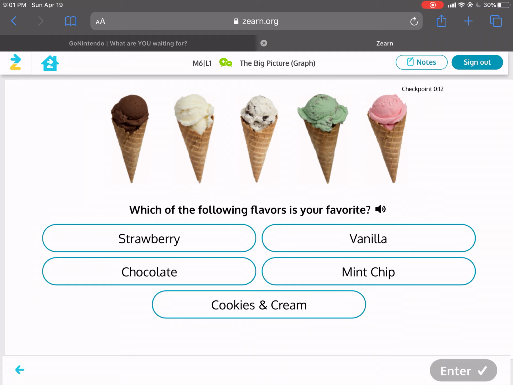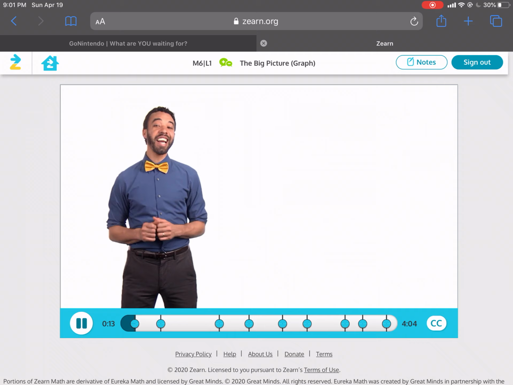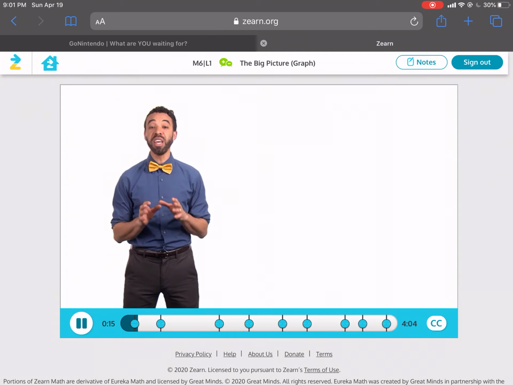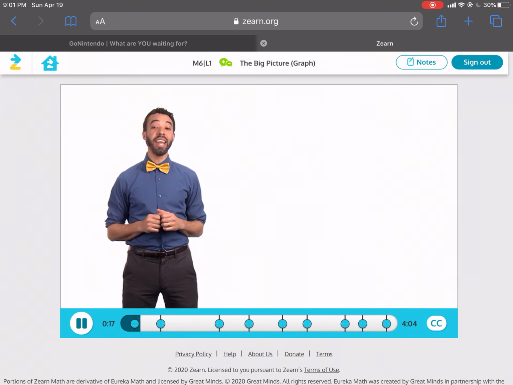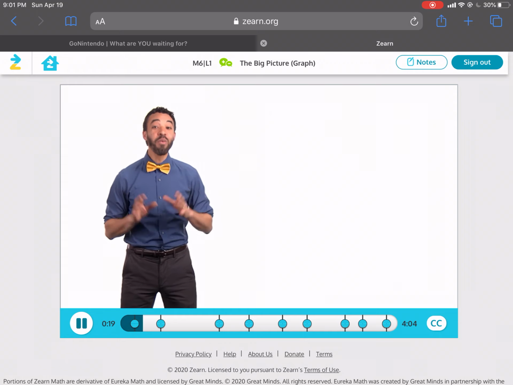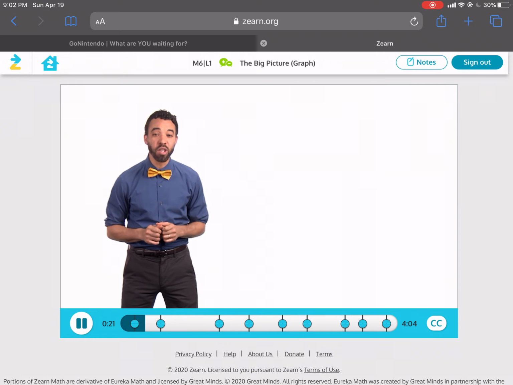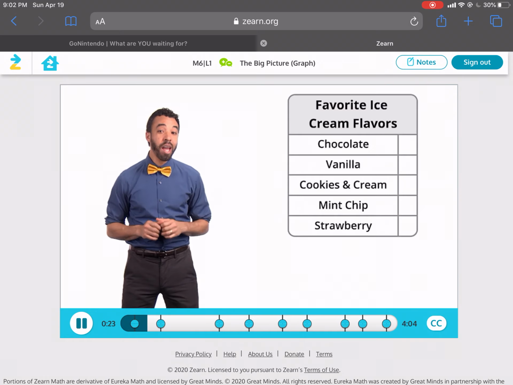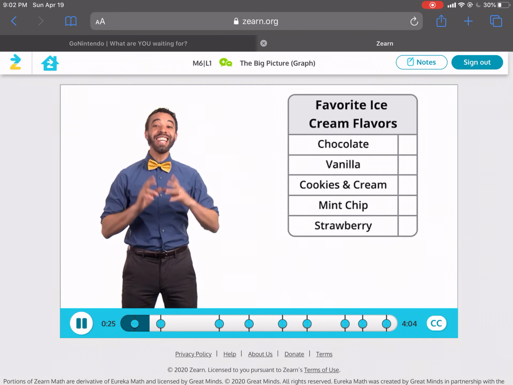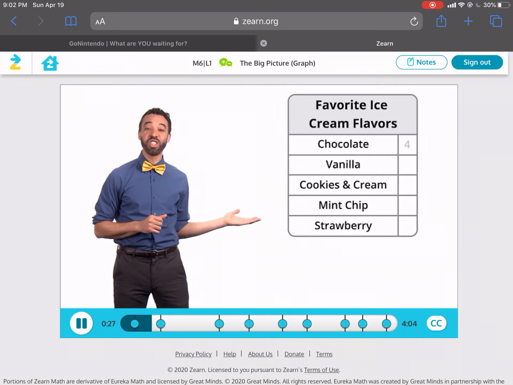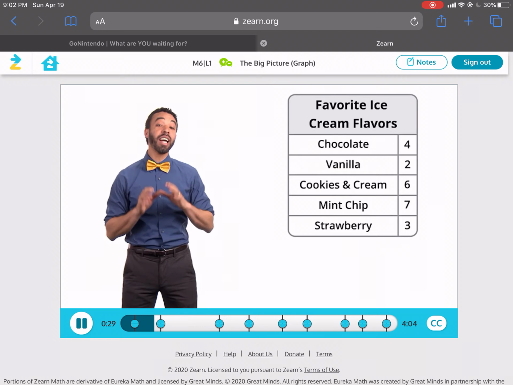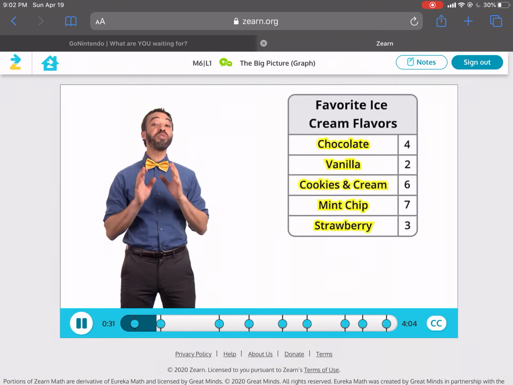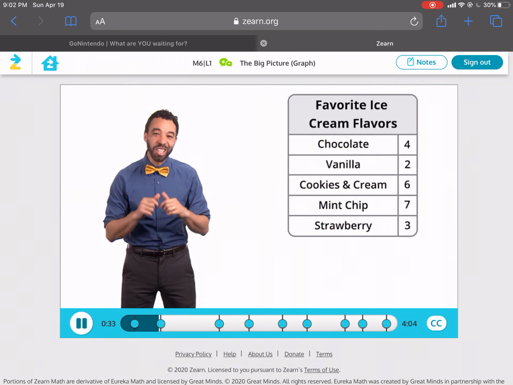Which one of the following flavors is your favorite? I like cookies and cream. Let's collect data to help us select our 3 flavors. One way to collect data is by taking a survey. We asked Zerners at Zern headquarters what their favorite flavors are and recorded their responses. Now let's organize the data in this chart. These numbers tell us how many Zerners chose each flavor as their favorite. Take a look.